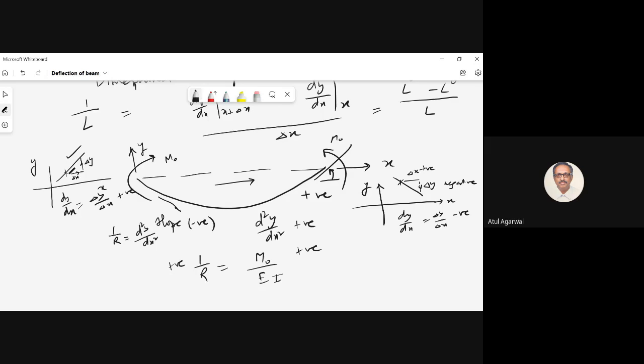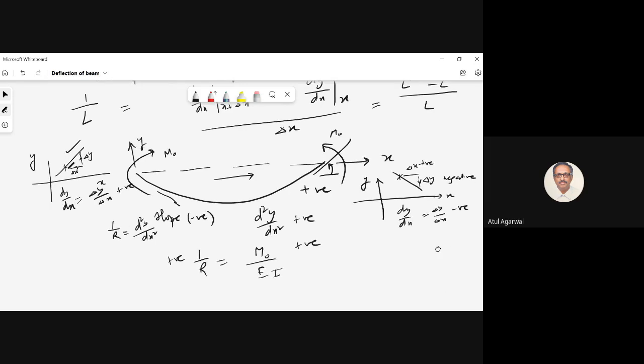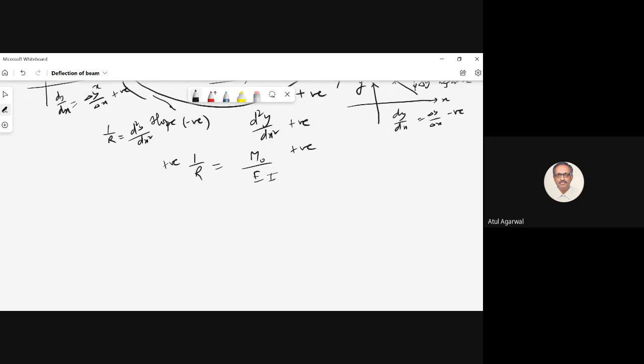In some books you will find 1 by r is equal to minus m naught by EI. So everything depends on the coordinate system you have taken. Had I taken a coordinate system like this, my x-axis like this, y-axis downward positive, then what happens? Suppose a beam becomes like this after bending. What is the slope here? Positive or negative? That is my question. What is the slope of this tangent? I will tell you this slope is positive, this slope is negative.